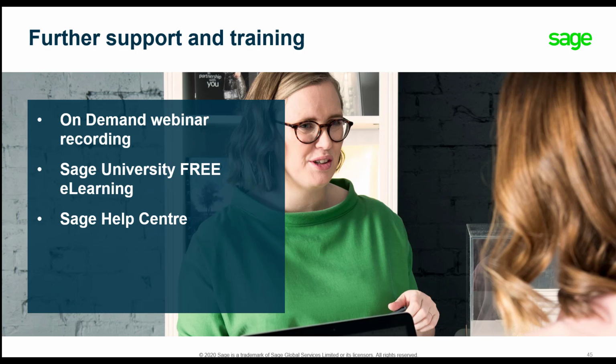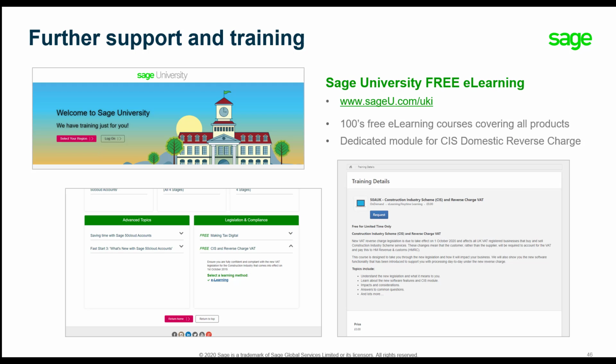I just want to take the last few moments just to show you some further support and training. We have lots of on-demand webinars and also recordings available on our Help Centre. We also have free e-learning available on Sage University, and also we have lots of resources available on our Sage Help Centre. So as I mentioned earlier, Sage University is offering free e-learning. The link is on the screen there at the moment, and we do have a dedicated module for CIS domestic reverse charge within there. Again, the URL is on the screen, but it will also be in your handout.